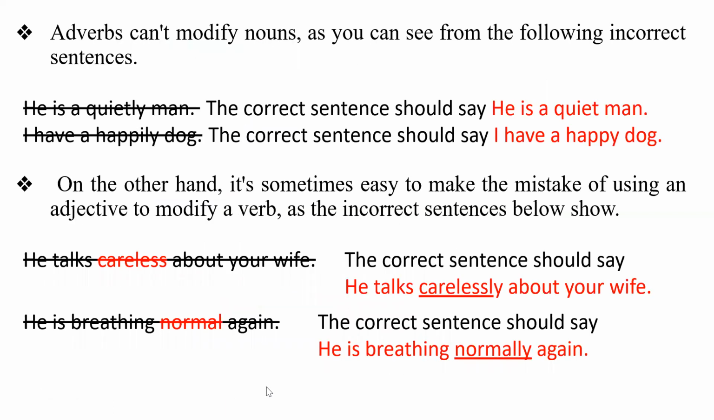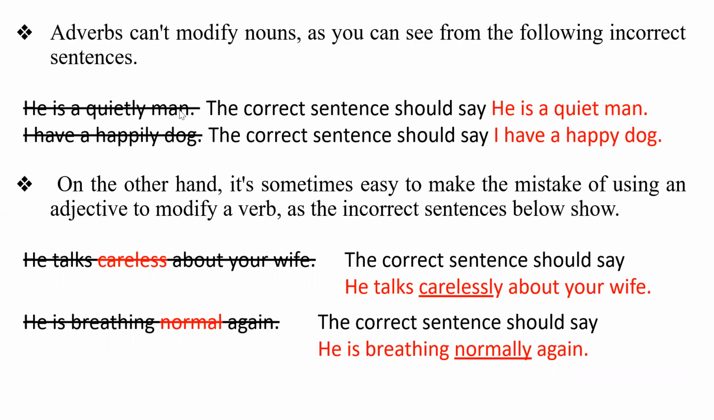Next one. Adverbs can't modify nouns. You can see from the following incorrect sentences. It is true. We do not use adverb to modify noun. Only adjective is used to modify noun. Adverb cannot modify noun. Adverb modifies verb, adjective, or another adverb in the sentence. So let's have a look at the incorrect examples. He is a quietly man. All right, so if you look at this one, quietly here is an adverb, and in that case you tend to use the adverb quietly to modify the noun man.